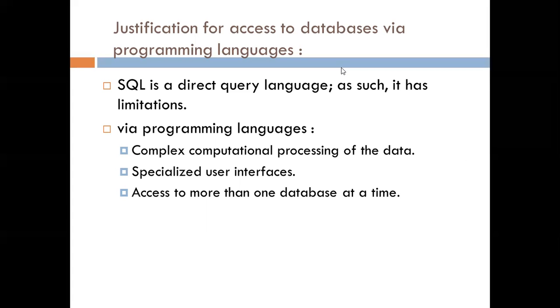And again, programming languages are required for specialized user interface. User interface means just like our sign up page where you will have the text box, text area, radio button, then combo boxes, date picker, drop downs. All those things combined together is called a user interface. So access to more than one database at the same time is also possible if we use the programming languages.